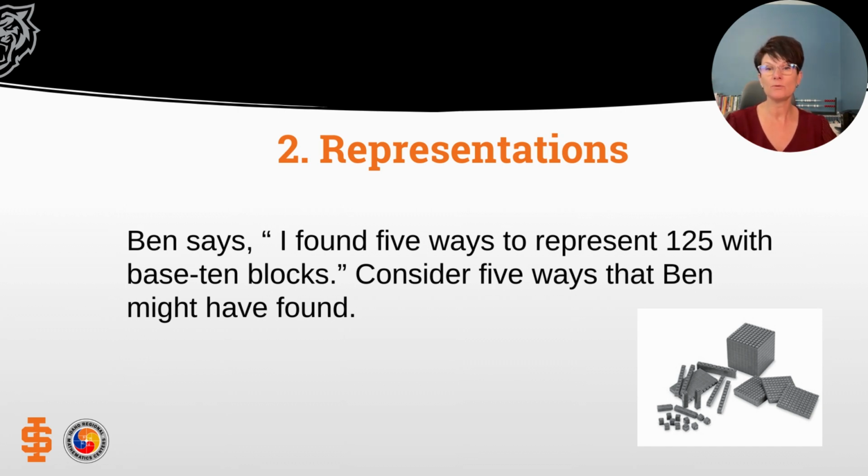And then if we're using groupable models such as cubes, counters, popsicle sticks, straws, and beans, those are easy to group into units of 10. And it's important to use models students can group before moving to pre-grouped models such as base 10 blocks. So take a moment right now and find 5 ways that you could represent 125.